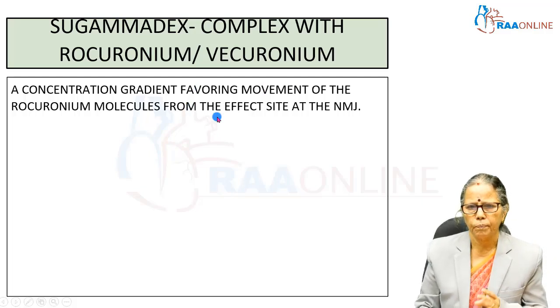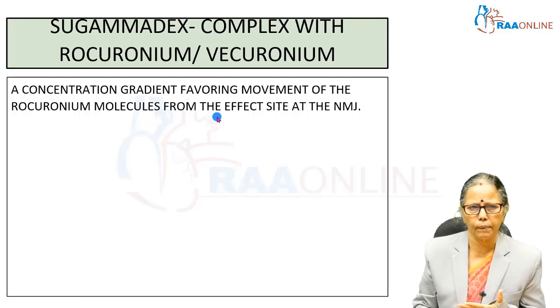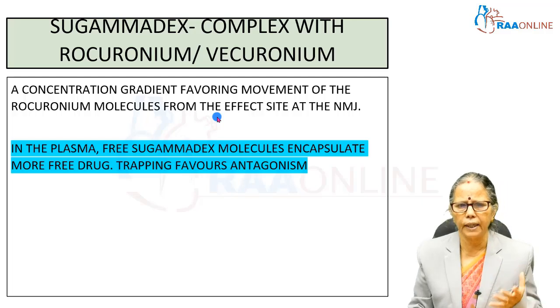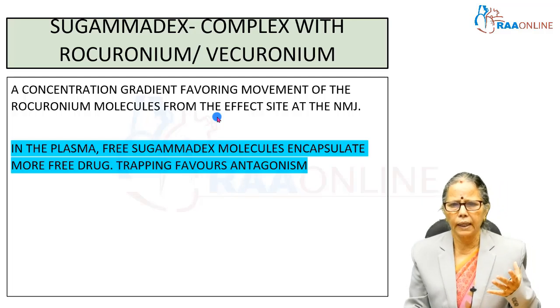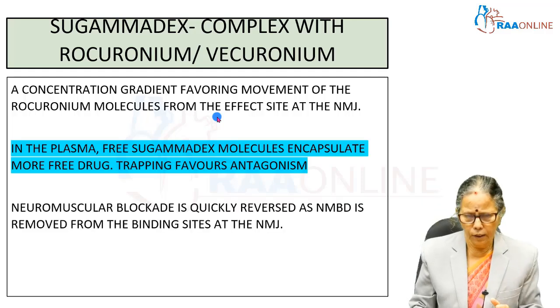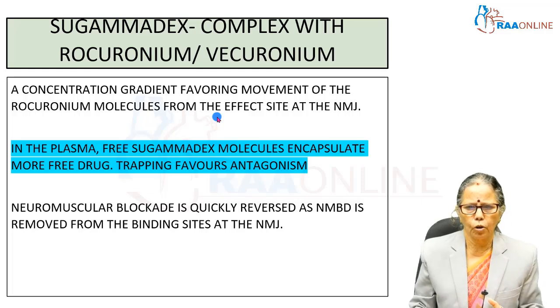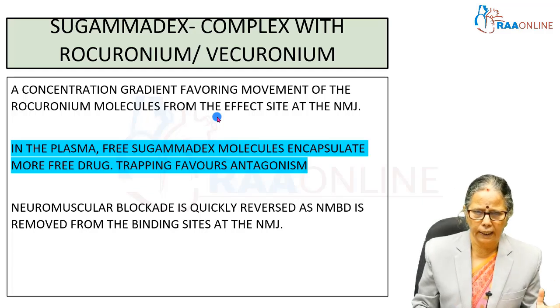From the effect site at the neuromuscular junction to the plasma, the gradient is favoring only complex formation and elimination. In the plasma, the free Sugammadex molecules encapsulate more free drug; this trapping favors antagonism. And neuromuscular blockade is quickly reversed because the neuromuscular blocking drug is removed from the binding site. It doesn't go back and reattach.